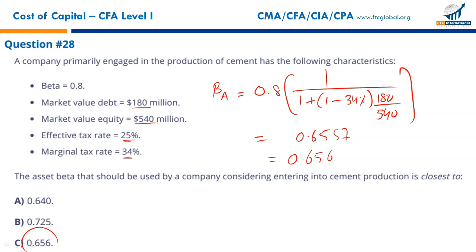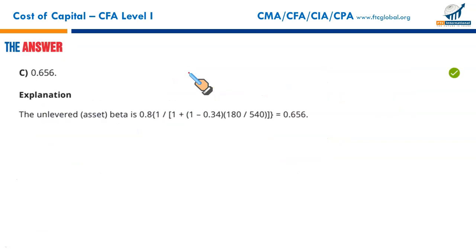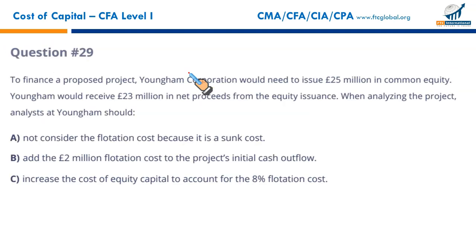Remember, when you need to unlever or lever, you need to use the marginal tax rate. Effective tax rate is computed for accounting purposes. For cost of capital purposes, we use the marginal tax rate, remember. So that gives you C as the correct option.